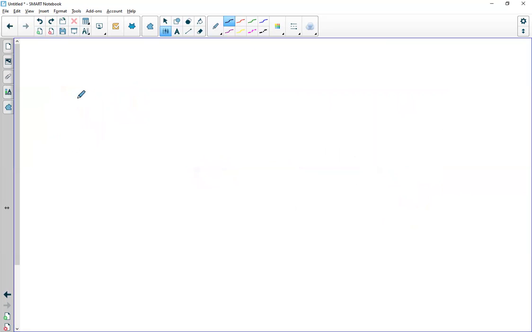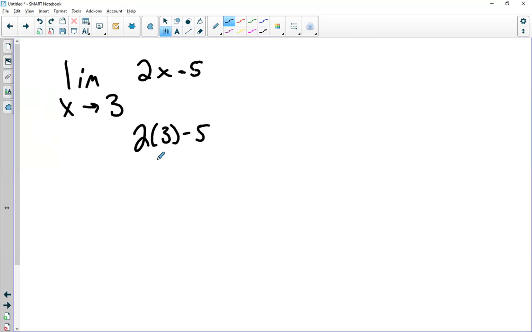It's pretty straightforward. Be able to read a table reasonably. So the limit as x approaches 3 of 2x minus 5. This is algebraic substitution. When you have a limit, you could just plug it in and see if it works. 2 times 3 minus 5, 6 minus 5, 1. So this is 1.